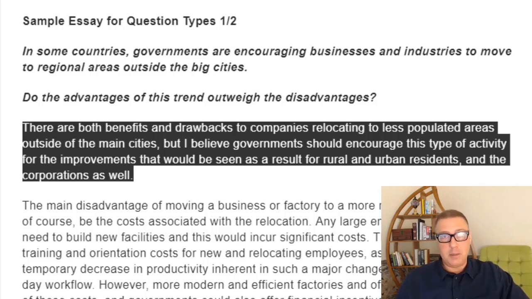You don't necessarily need to paraphrase in the way that people do sometimes, as long as the topic is clear and what you're going to do is clear. So I've said that there are benefits and drawbacks, and then my opinion is clear. And I've gone into some detail. So I believe governments should encourage this type of activity for the improvements that would be seen as a result for rural and urban residents and the corporations as well.